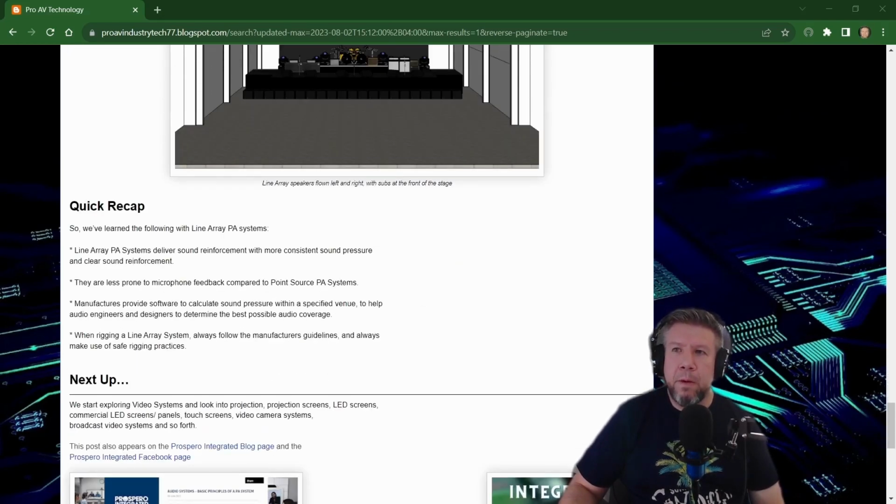So, quick recap. What have we learned with line array PA systems? Line array PA systems deliver sound reinforcement with more consistent sound pressure and clearer sound compared to a point source PA system. They are definitely less prone to microphone feedback compared to point source PA systems. Manufacturers provide software to calculate sound pressure within a specific venue to help audio engineers and designers determine the best possible audio coverage. When rigging a line array system, always follow the manufacturer's guidelines and always make use of safe rigging practices. Like I said, that's really, really important.